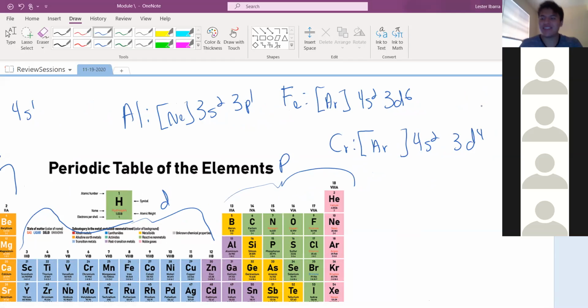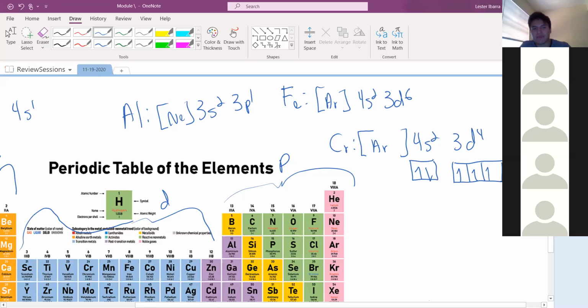The S subshell, how many boxes or orbitals does it have? Just one, right? So we put 1 box. How many does D have? 5 boxes, right? So this is how it looks right now. The 4s is full and the 3d has 4 electrons. Now, what happens with chromium is that one of these electrons from the 4s moves into the D section in order to make it half full.